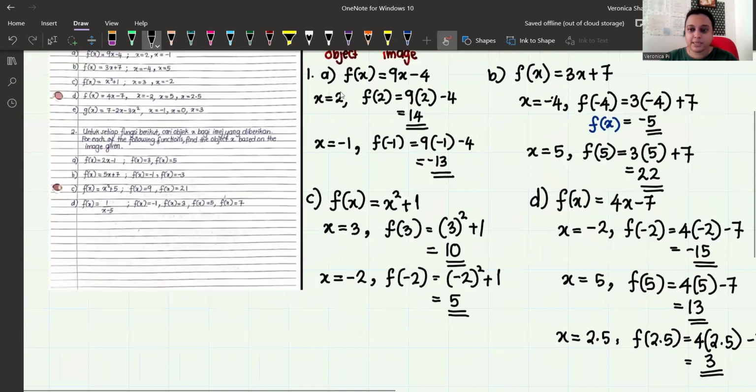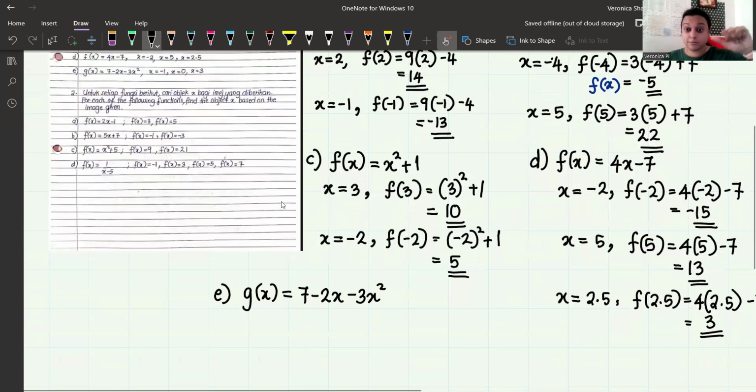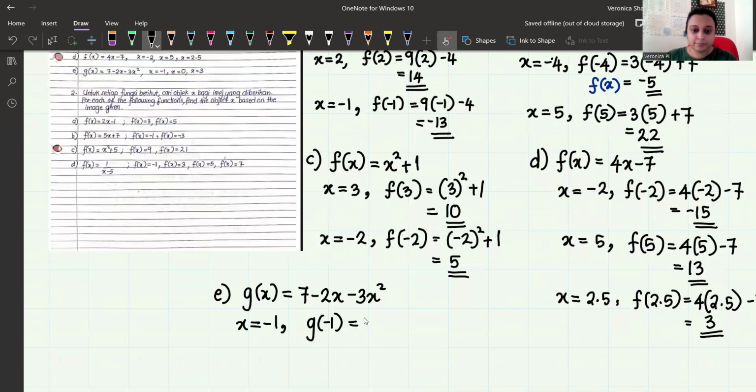Okay, the last one, E. E teacher do here. Gx, the equation is 7 tolak 2x tolak 3x squared. So the first object, kita ganti the negative 1. So G of negative 1 is 7 minus 2 times negative 1, minus 3 times negative 1 squared. Okay, here kita dapat 6.